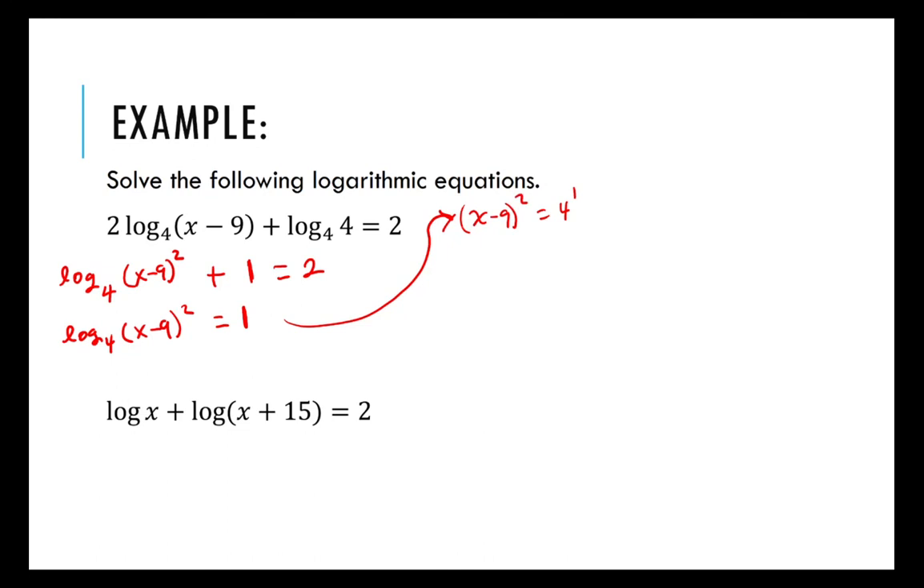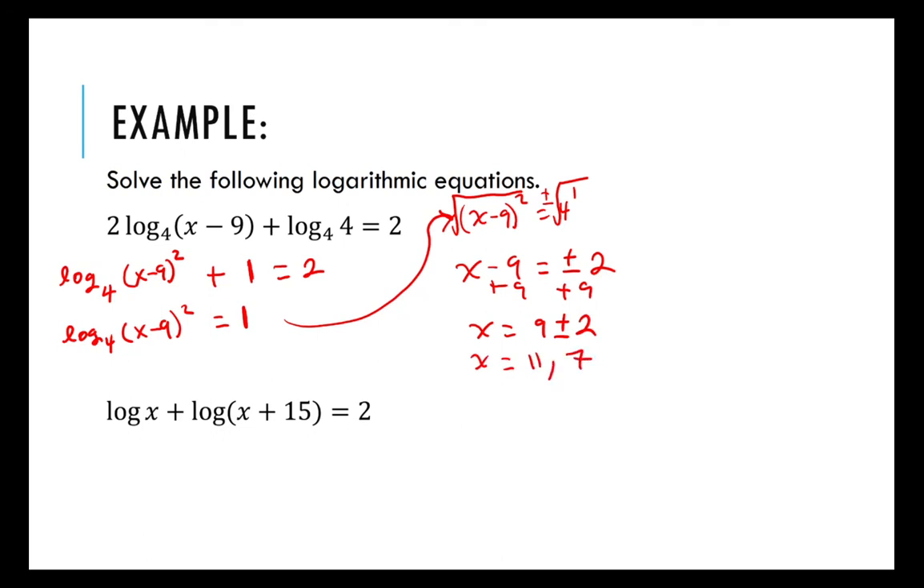At this point, notice that I have in parentheses x minus 9 squared. I'm going to take the square root of both sides. Remember that when you take the square root of a square, you do have to deal with the plus and the minus. And so this is then going to be x minus 9 is equal to plus and minus 2. Then add 9 to both sides. I get that x is equal to 9 plus or minus 2, which is going to give me that x is equal to 11 and 7.